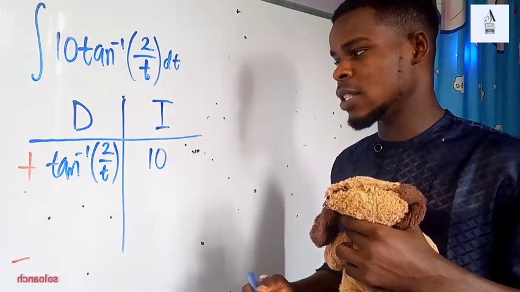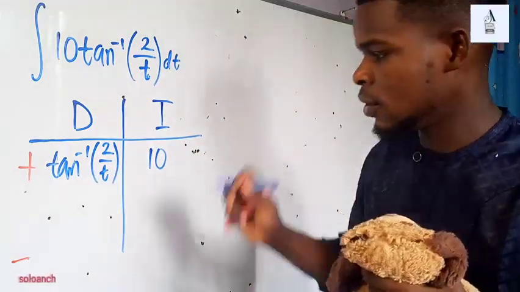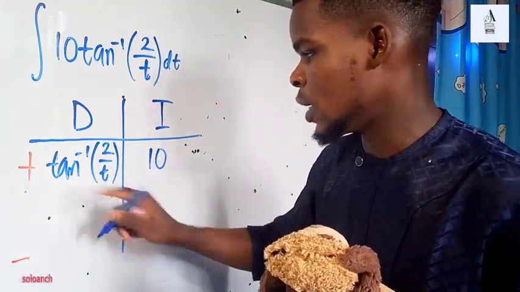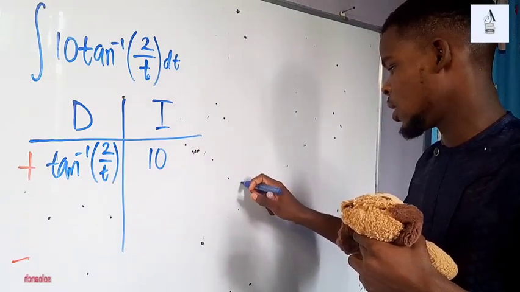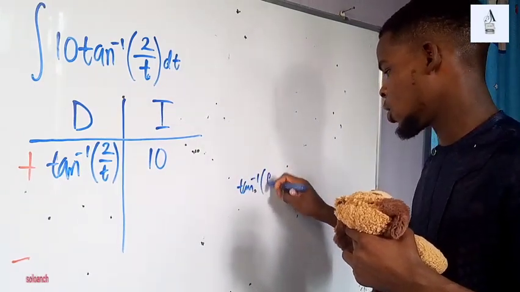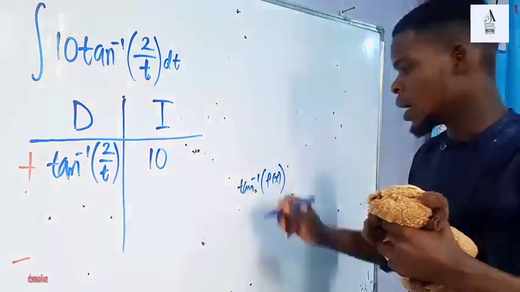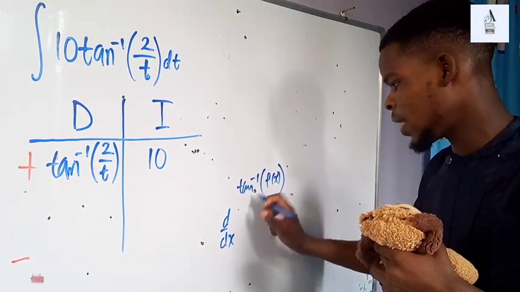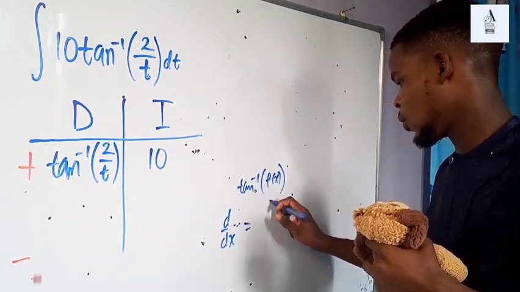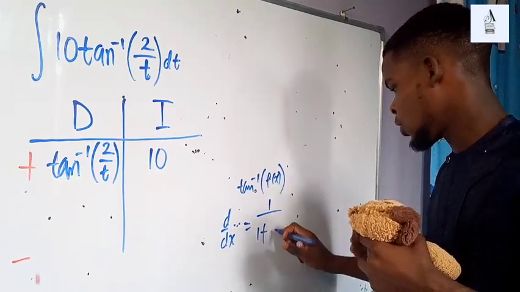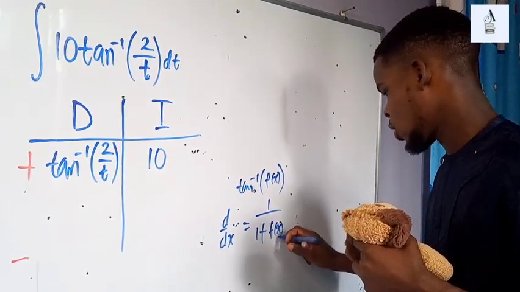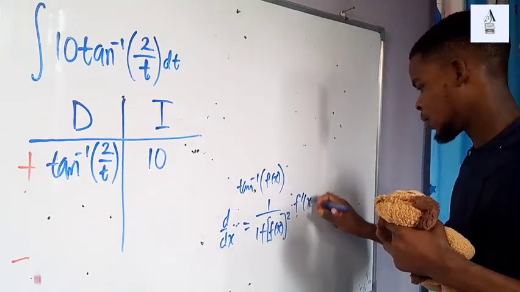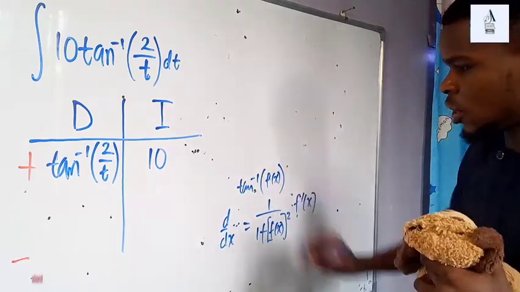So the derivative of tangent inverse of 2 over t, now if you differentiate this over the t variable, take note, over the t variable. When you have inverse tangent of some function, let's say some function of x, the derivative will be 1 over 1 plus the square of the function, and then you multiply it by the derivative of that function. This is by using the chain rule at the same time.